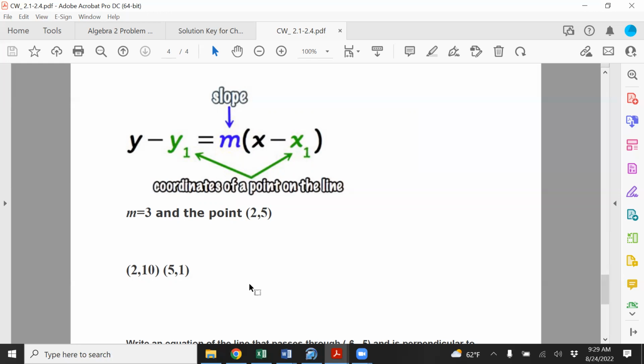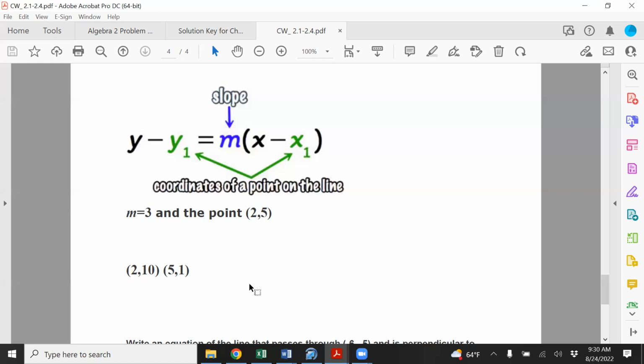Can we leave the answer like that? Yeah. Unless I specify on a test, like, give me the answer in point slope form or slope intercept form, then of course you have to rearrange. But if I just say, here's some information about a line, give me the equation of the line, and I never specify, you can leave it like that. So we just have to find one point and the slope.